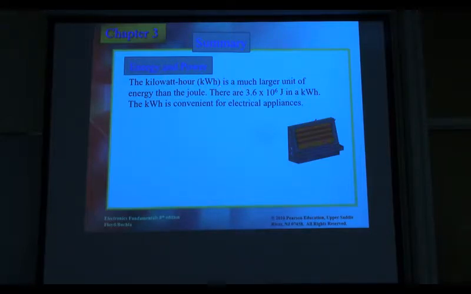Now we use this to calculate something. This heater is rated at 1200 watts. What is this? This is the power, right? And you operate this for 20 minutes. How much energy do you use? That's 1,200 watts, operated for 20 minutes. This is the power and this is the time, so power times time equals the energy.